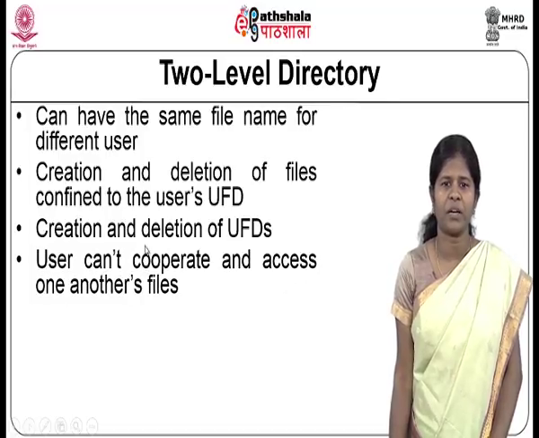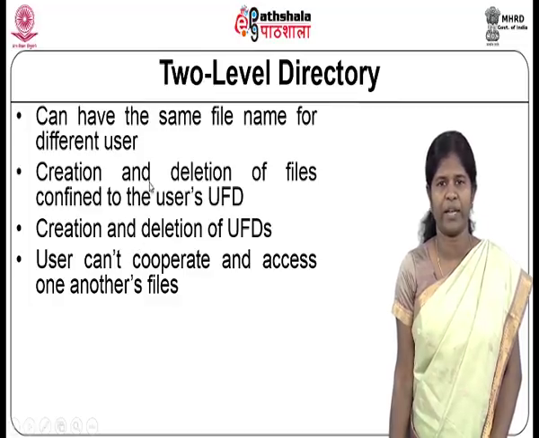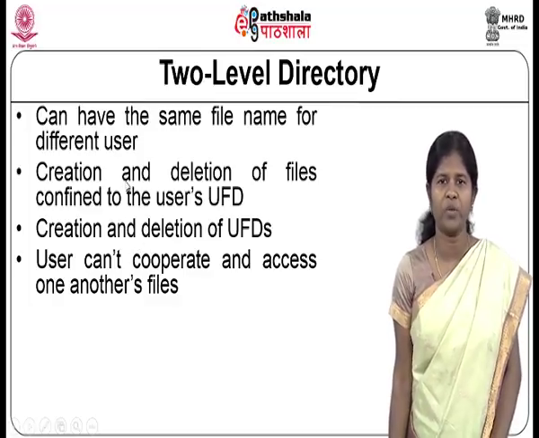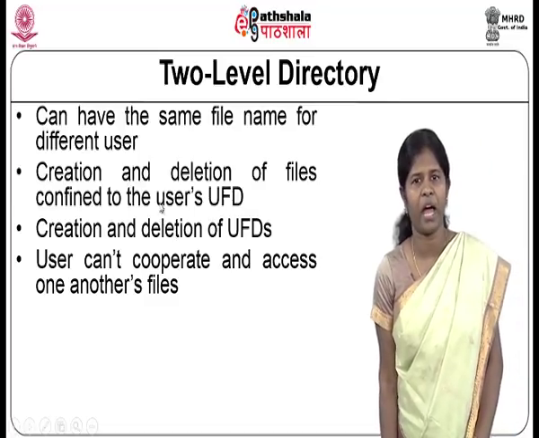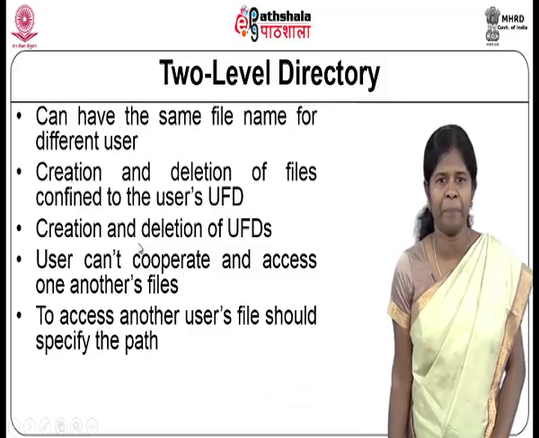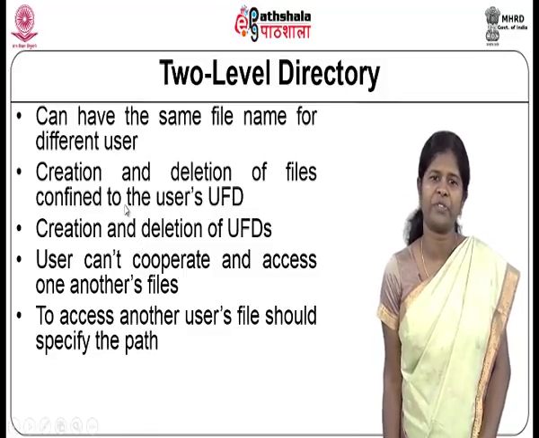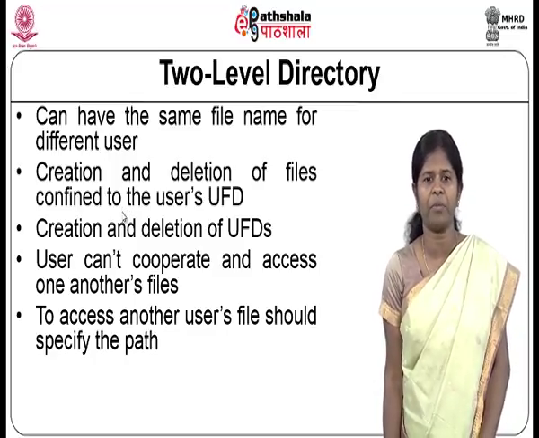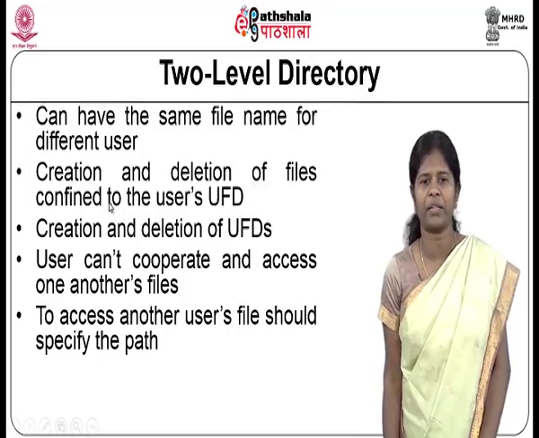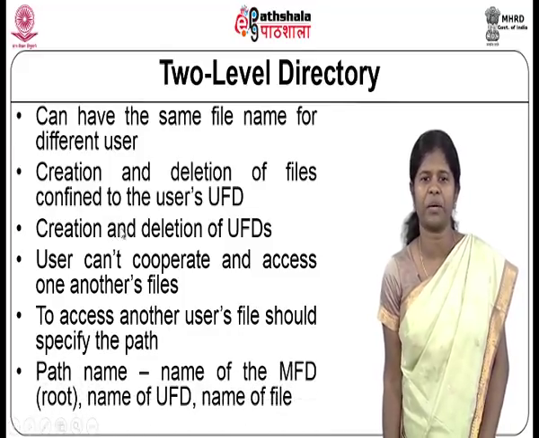So, the users can't cooperate and access one another's files in this 2-level directory. If one user wants to access another user's file, then they have to specify a path name, and only then they can access. Else accessing other users' files is not allowed. So, in a way there is some kind of security, but they can use a path name to access the other users' files. The path name will generally look something like this.